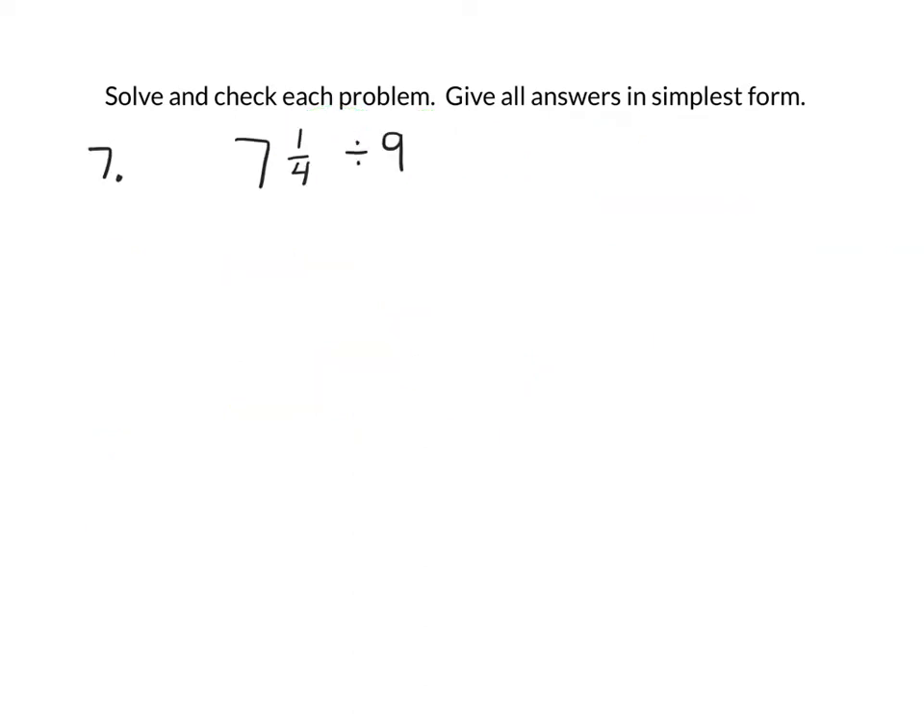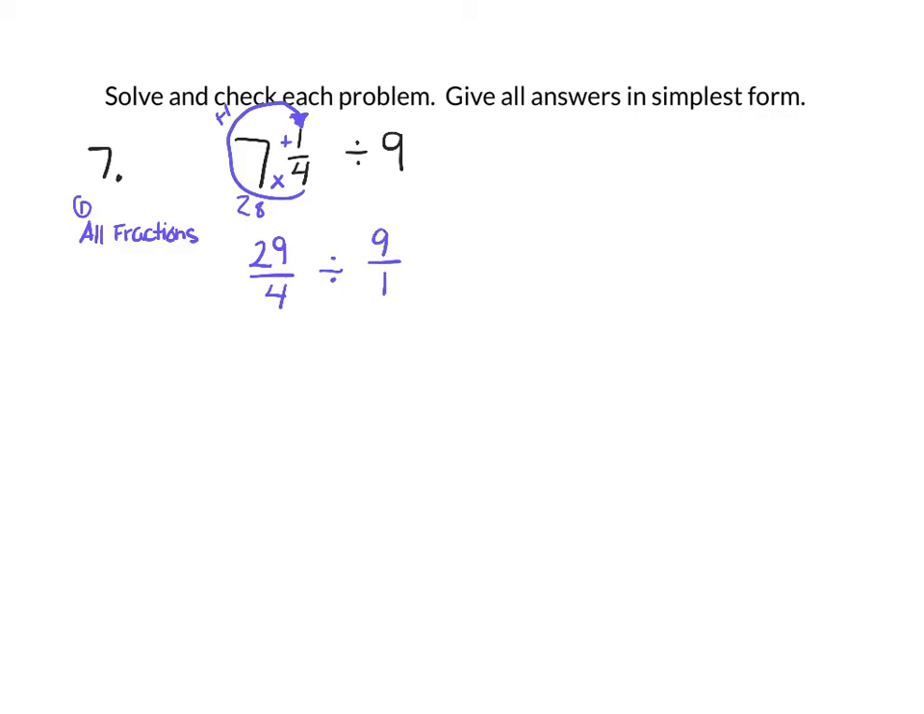Here's number 7. First, we're going to make them all fractions. So the 7 and 1/4 would become 7 times 4 is 28, and then I'm going to add the 1, so that gives me 29/4. And then divided by, and it would just be 9/1 to make that a fraction.